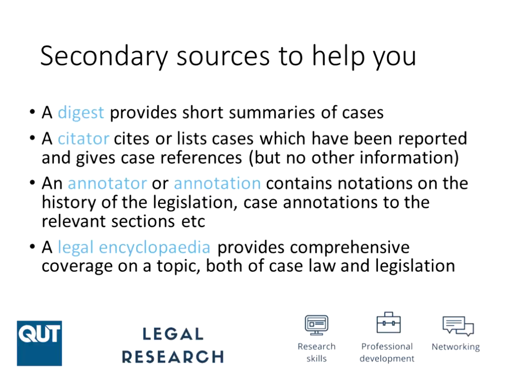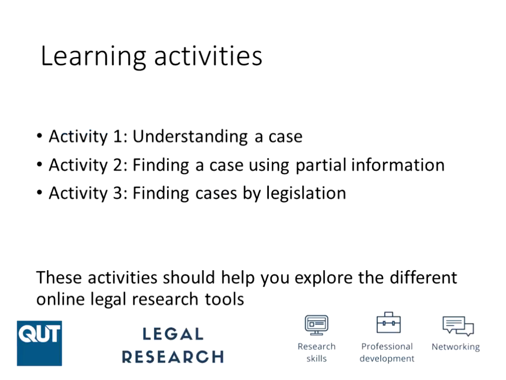The citator gives you case references but really no other detailed information, whereas an annotator gives you notations on the history of the legislation and the case annotation, so where legislation has been judicially considered, the annotator can be very, very helpful. And then the legal encyclopedia is pretty comprehensive. It gives you the relationships between the case law and the legislation, and so you get a rounded discussion about the different aspects of it.